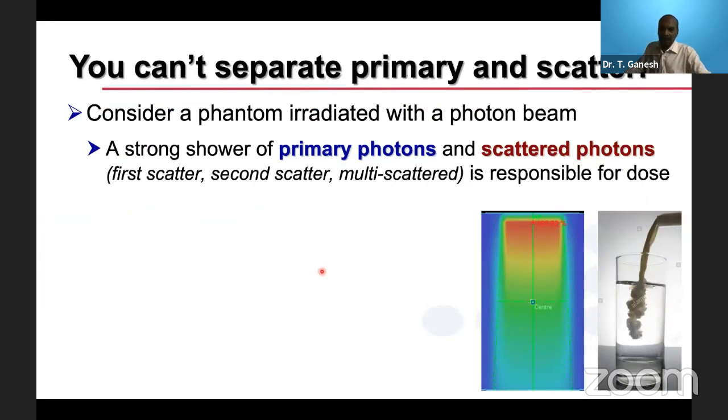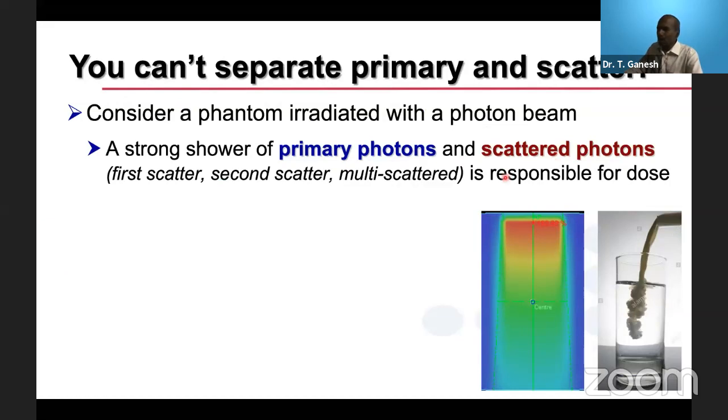Now, another key point, you cannot separate the primary and scatter. Now consider a phantom that is being irradiated by a photon beam. The dose is deposited by a strong shower of primary photons and scattered photons. All along this volume, the dose is deposited by the primary photons, the secondary particles that are set in motion by primary photons, as well as set in motion by the scattered photons. Scattered photons means the first scatter, second scatter, and the third, fourth scatter, like that. A photon can be scattered multiple times. So the dose is deposited by a strong shower of primary photons and scattered photons.